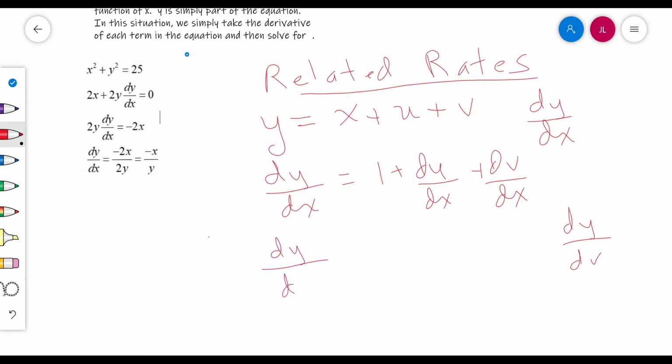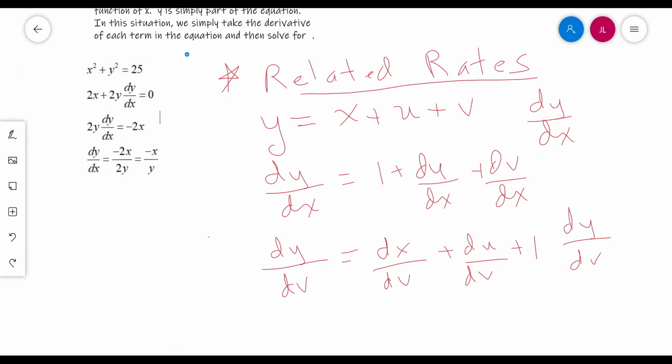dy dv. So now we're assuming everything's a function of v. So x must be a function of v, and u must be a function of v, and well, v is an obvious function of v, and its derivative is 1. It's this change in the variable that matters that is the first thing we're going to think about with related rates. Because related rates are really about speeds, relative speeds.